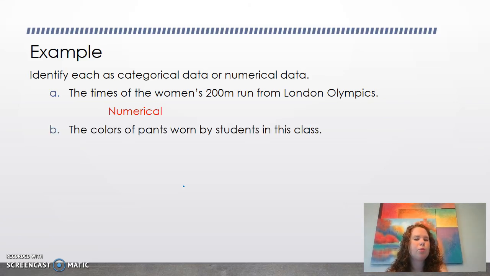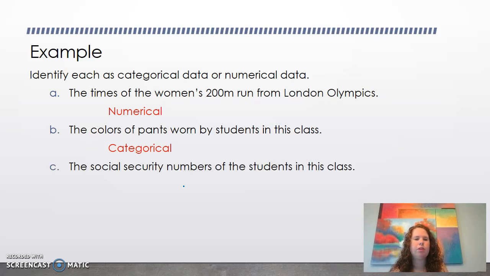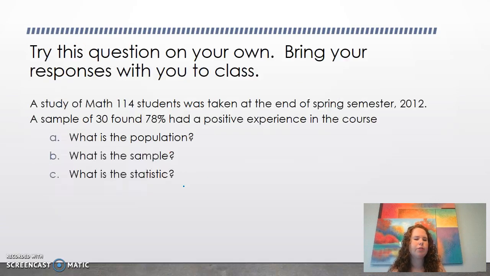Color of pants worn by students in this class. That's categorical because we can place it based on the color of pants, which is not measured or counted or anything, it's just color. The Social Security numbers of the students in this class is also categorical because we can't measure it, we can count it, but we can't measure it specifically. So it's categorical because we can base it off of what's the first number in the Social Security number, what's the last number, so on and so forth.